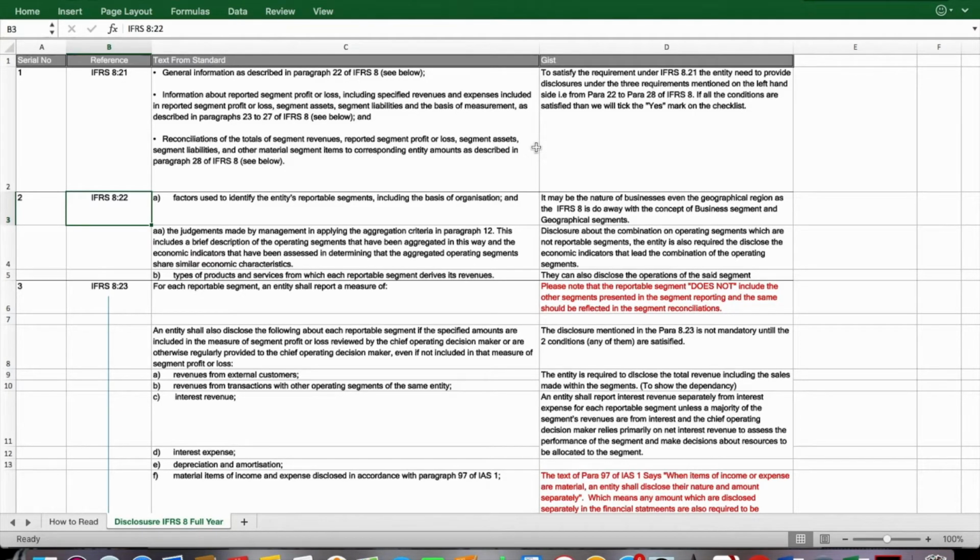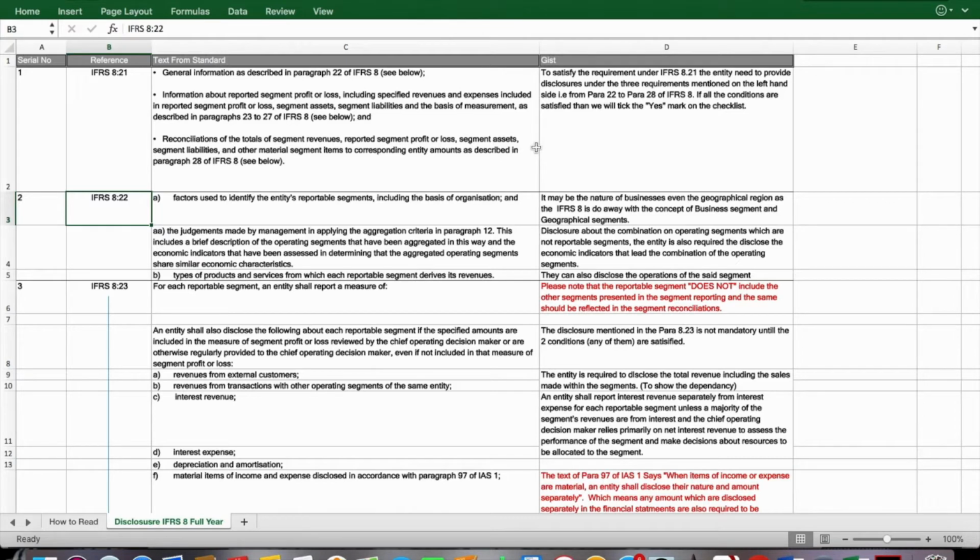Let's begin with point number one. Point number one deals with IFRS 8.21, that is paragraph 21 of IFRS 8 Operating Segments. On its own, it does not ask for any disclosures. It requires three disclosures to be made to comply with IFRS 8.21. So in a nutshell, IFRS 8.21 in itself is not a disclosure requirement.